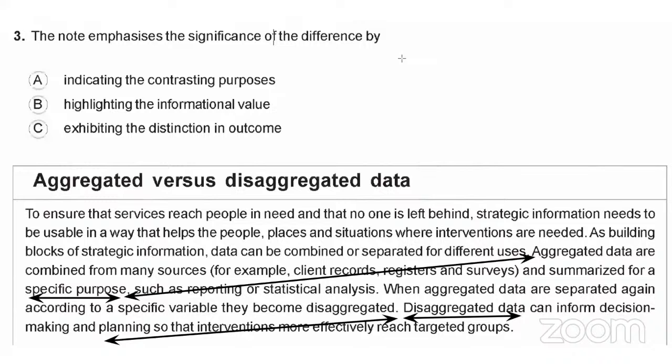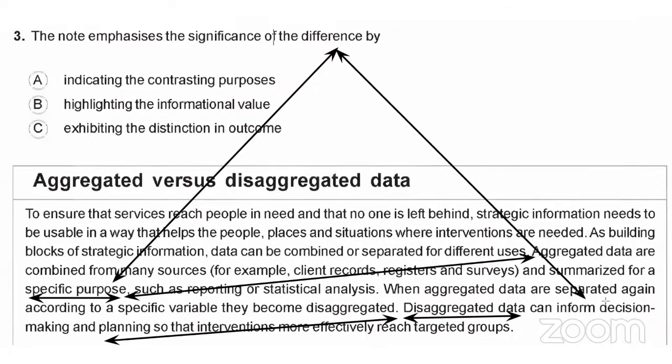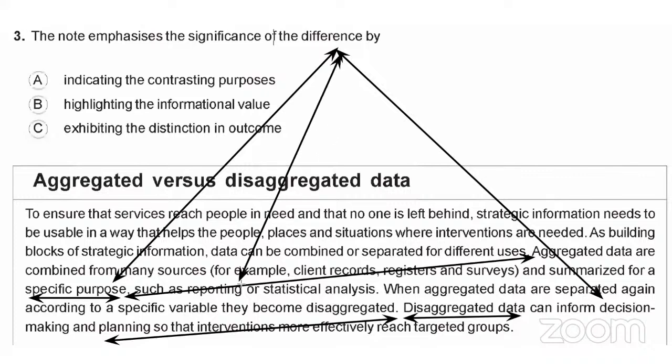Yes, this is the third question. Here, the note emphasizes the significance of the difference. The first one is for one purpose, the second one is for another purpose. This is for decision making, this is for reporting and analyzing. Okay, reporting and analyzing, and disaggregated data is for decision making.